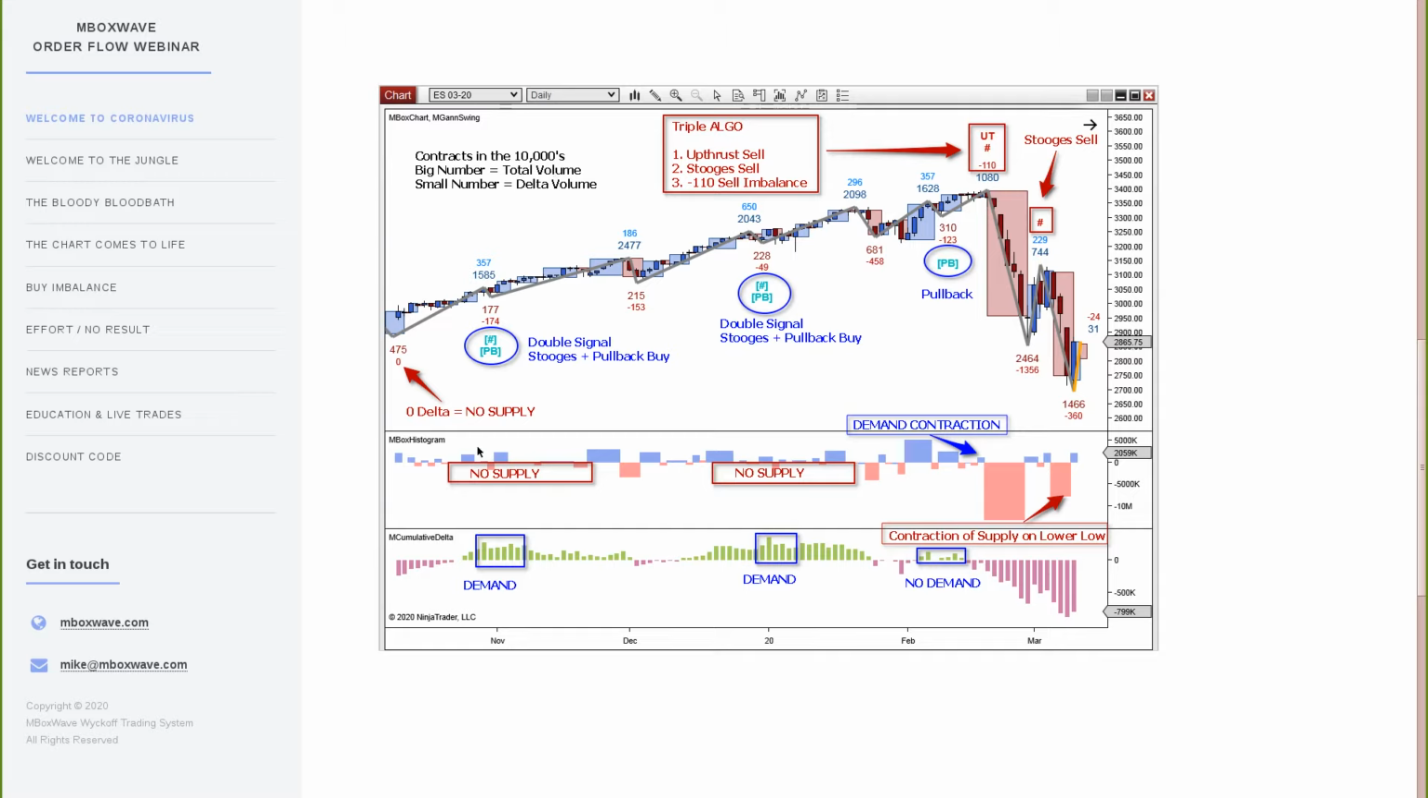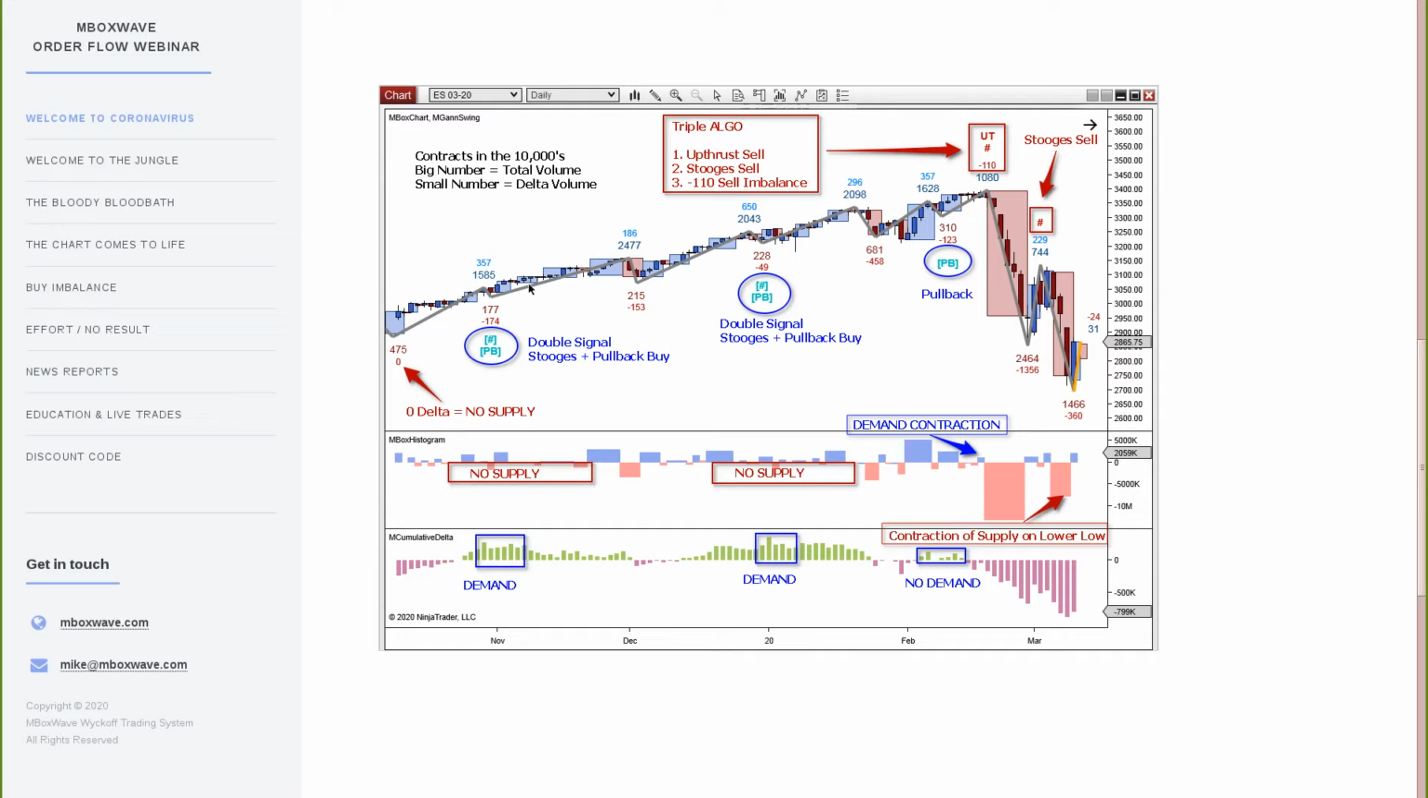And I'd like to point out, every time we have these double signals, this is a Stooges, a pullback buy. The hashtag is a Stooges signal, which means selling exhaustion. Pullback buy, that's a bullish buy signal. Right where these signals are happening, we see in the MBox histogram, no supply. And I'll explain what this actually means. Next slide. We also see demand here in the cumulative delta. So we see demand here, no supply here, and the signals.